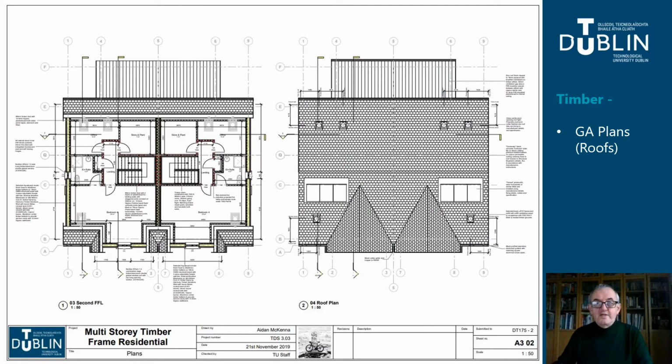This is the general arrangement drawing showing the second floor and roof plans of the building. As a multi-storey residential building, it has more onerous fire safety provisions which must be understood and incorporated into the design.